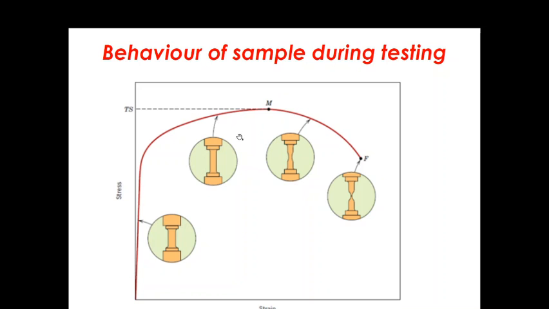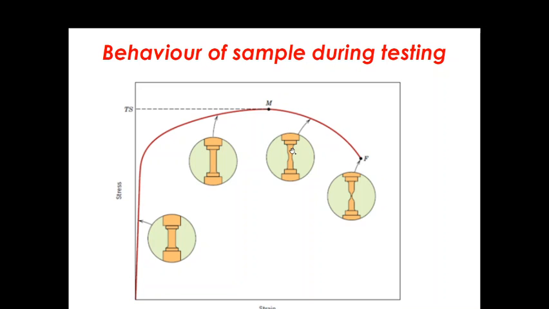So, the behavior of the sample during testing. As we discussed in the previous slide, strain hardening starts from this point and continues up to point M. Point M is nothing but the maximum load observed in this particular testing. So that is the peak load, and from this maximum load you can see the load value decreasing again.